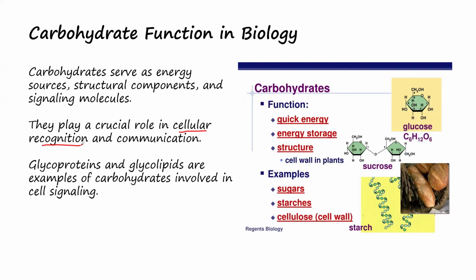Glycoproteins and glycolipids are examples of carbohydrates that are involved in cell signaling. Cell signaling is the communication, how one cell sends a signal, a message, to another cell. So these are the examples of the carbohydrate. As we said, in function, it quickly generates energy, it stores energy, and it also gives structure. And examples we have are sugar, starch, and cellulose.